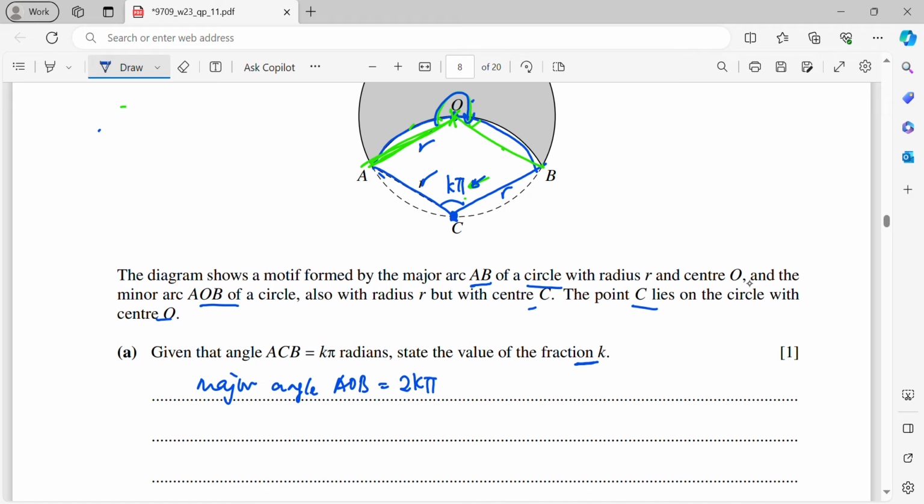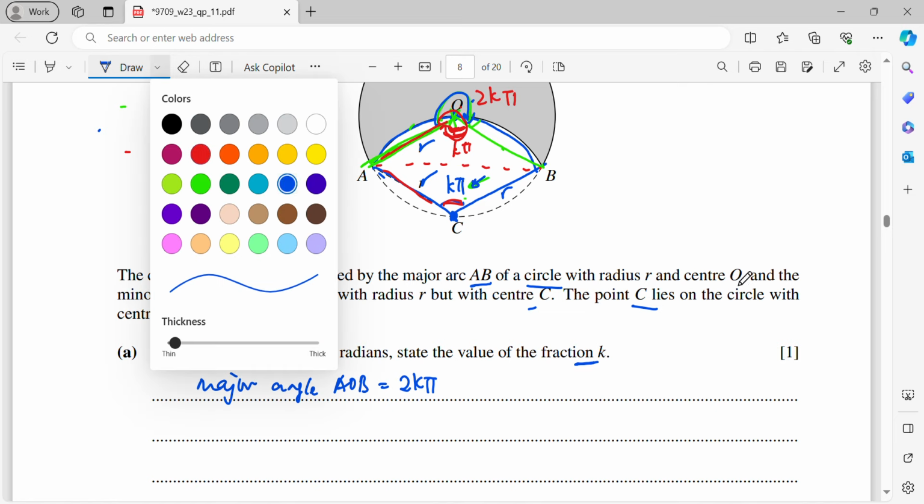Then we know that the total angle here is 360 or 2 pi. Since here is 2K pi, then I will add up. Because here is R, this is also R, it's like you flip it. That means this angle is actually K pi as well, because when you flip, this angle is the same as this angle.